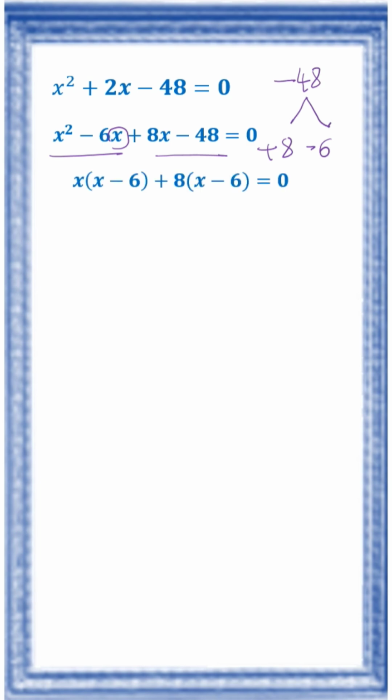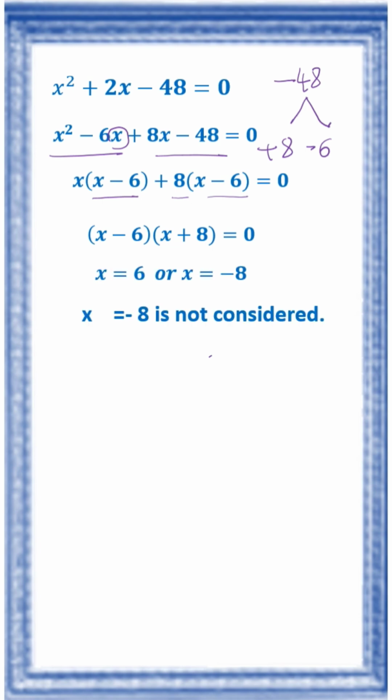Now here x into x minus 6, 8 into x minus 6 is equal to 0. So x minus 6 into x plus 8 is equal to 0. So x is equal to 6 or x is equal to minus 8. Negative sign cannot be considered for the height or base of the triangle. So x is equal to 6. Height of the triangle is 6 centimeter.